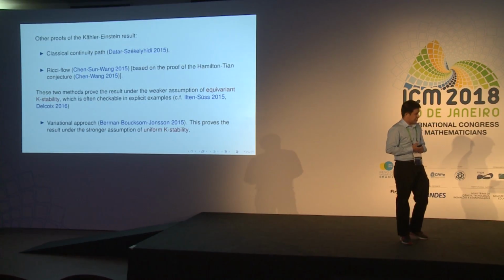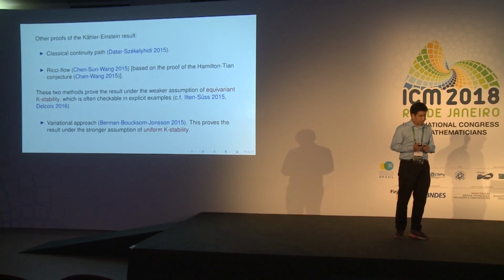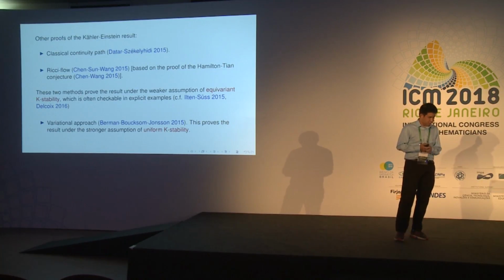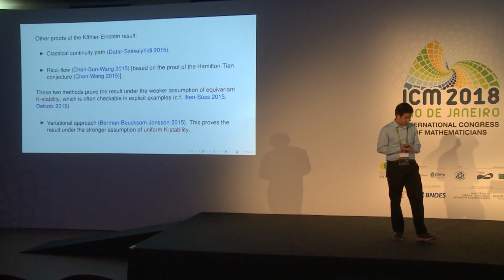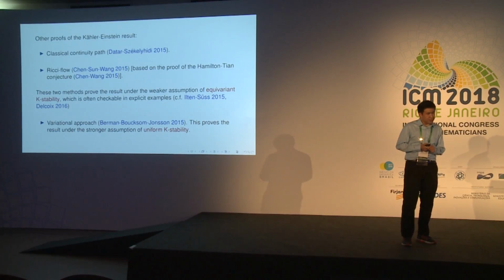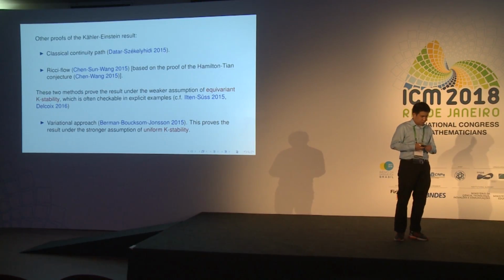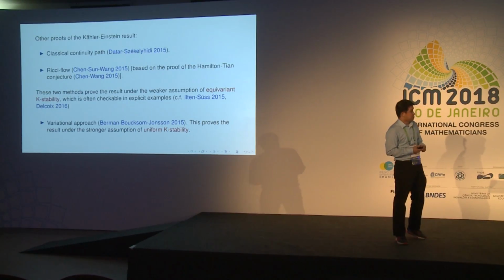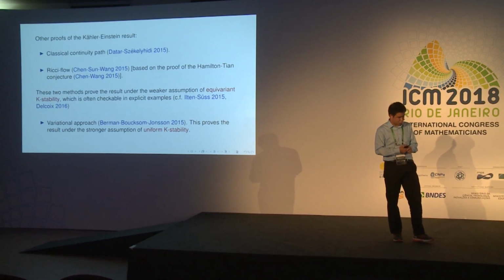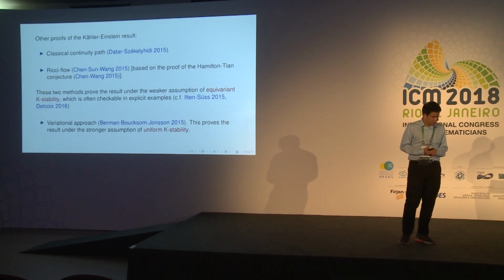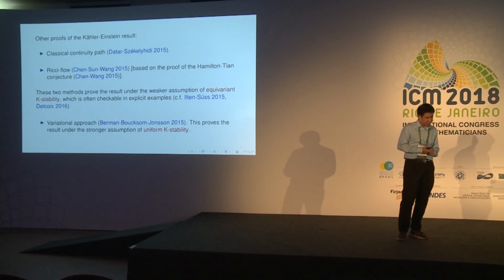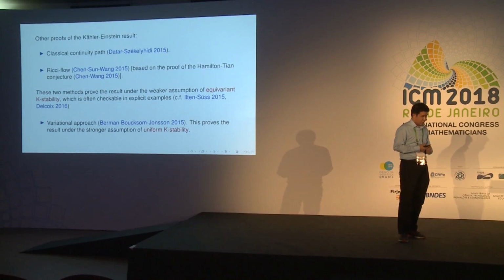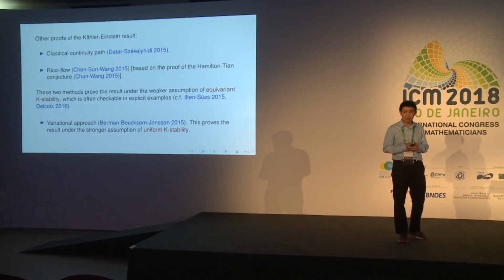So there are other proofs of the Kähler-Einstein result. Classical continuity paths. One can also use Ricci flow. We will get to the Ricci flow later a little bit. So these two methods prove a stronger result. We just need a weaker assumption of equivariant K-stability, which is, if you have a compact group acting on your manifold, you only need to consider those test configurations that are equivariant with respect to the group action. This has yielded explicit examples where you can check the K-stability and conclude existence of Kähler-Einstein metrics.